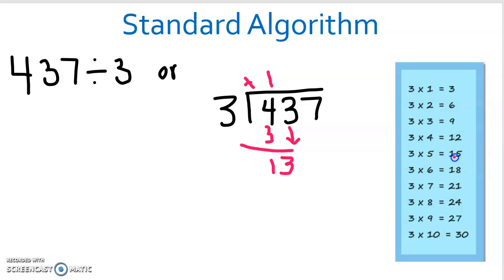That's close to 13, but 15 is bigger than 13, so I can't use it. So I'm going to go back one. And 12 is very close to 13. So I think I'm going to use that one. I know I'm going to use that one.